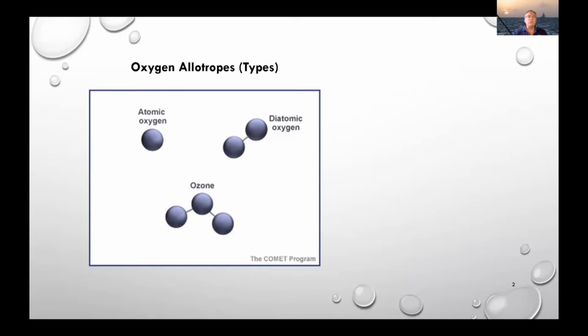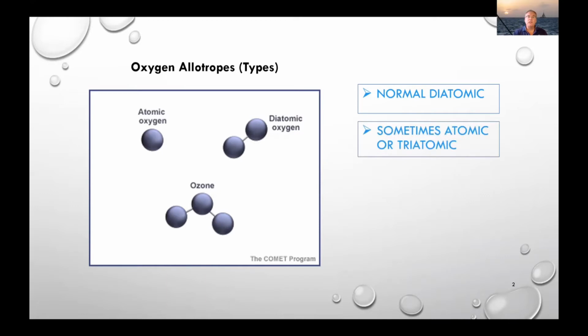First, I think it would be useful to talk about oxygen. And oxygen can come in different types or allotropes. Normally, it's diatomic. Sometimes it can be atomic or triatomic. Triatomic oxygen is commonly known as ozone.